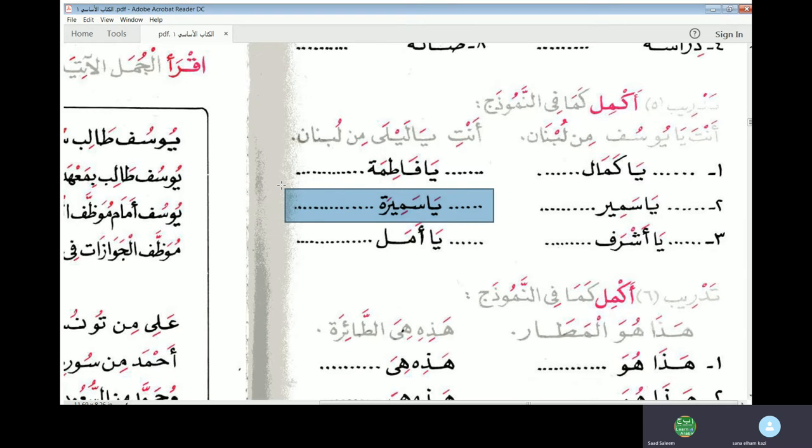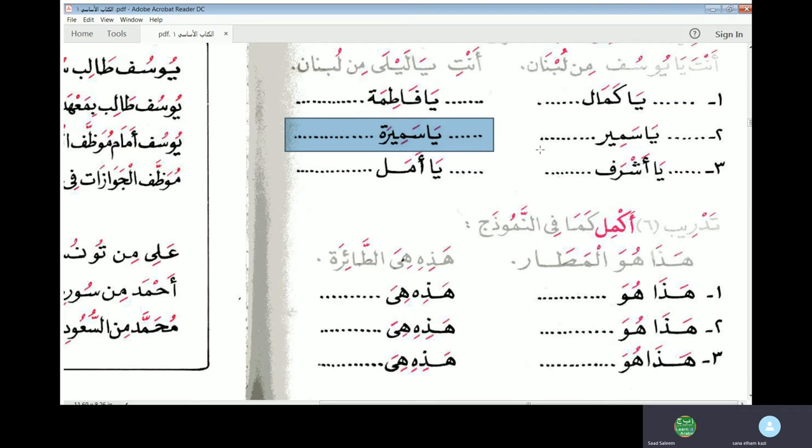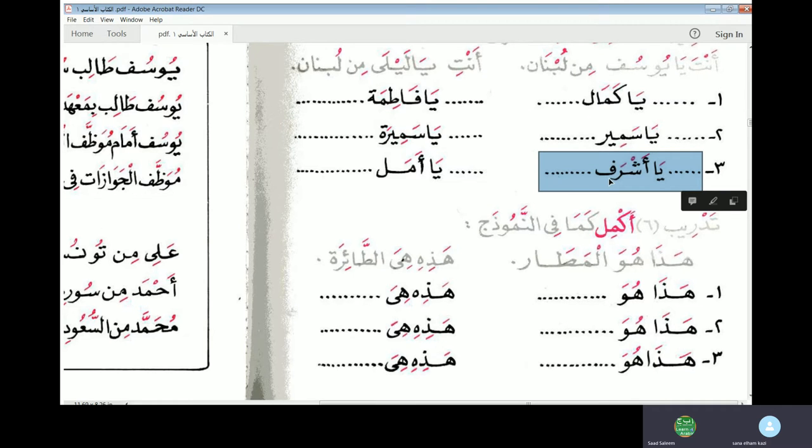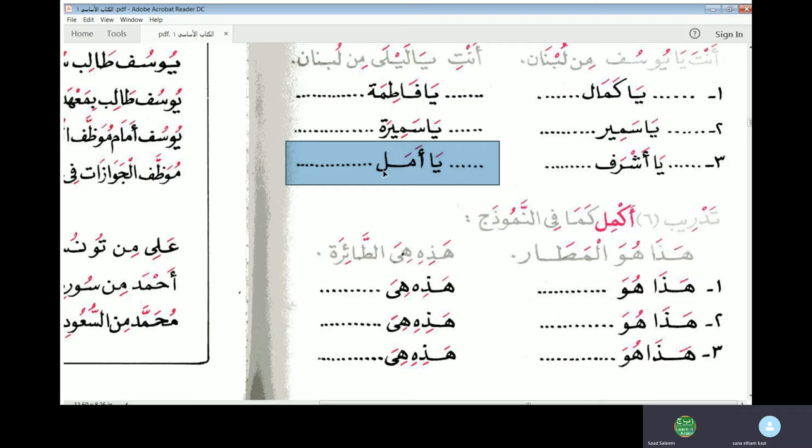Anta ya Samir. Anti ya Samira min Pakistan. You Samira are from Pakistan. Next, anta ya Ashraf min al Iraq. Okay. You Ashraf are from Iraq. Anti ya Amal. Amal is a name. Yes, Amal is a name. Okay. Anti ya Amal min al Hind. You Amal are from India.